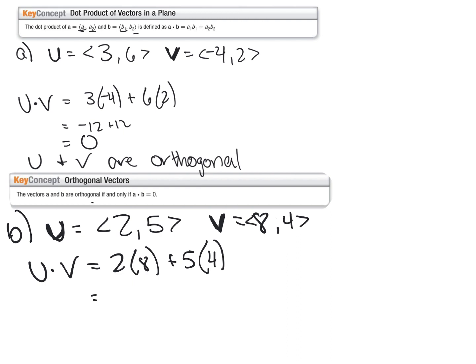The nice thing to know is if you have everything positive, they're not going to be orthogonal. They won't cancel each other out. So this is 16 and 20. So 36, they're not orthogonal. So the dot product is just 36. And that's it for this one. Go ahead, make sure you have dot product, orthogonal, and the two examples down before you move on.